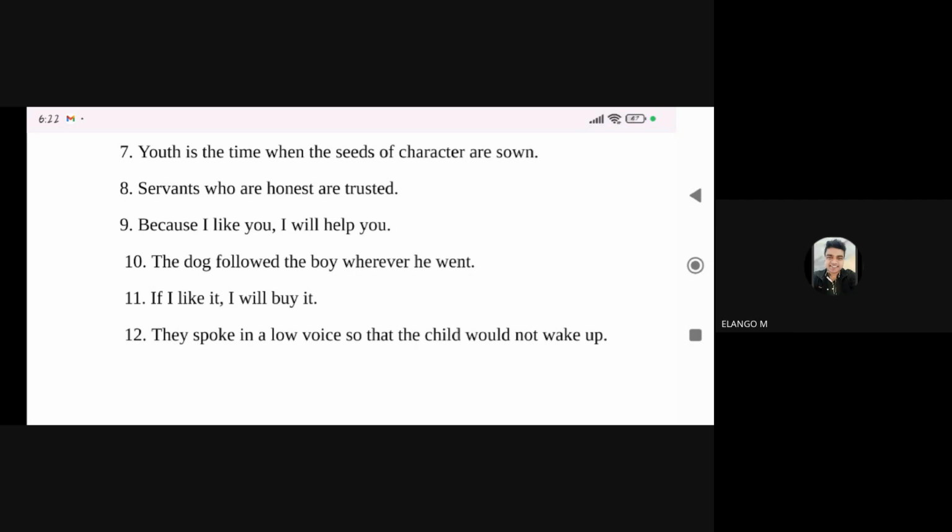It modifies the noun? What modifies the noun? It is modifying a verb, like "low voice". It tells you so that, right? So that the child would not wake up. It's giving you a reason. That's all.